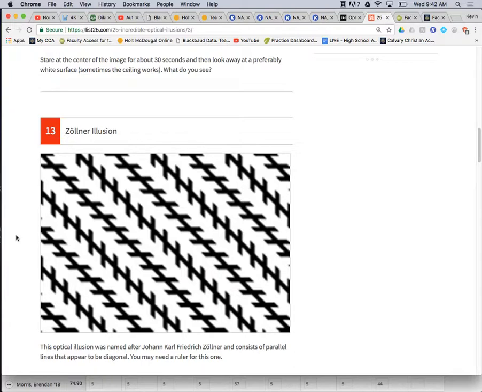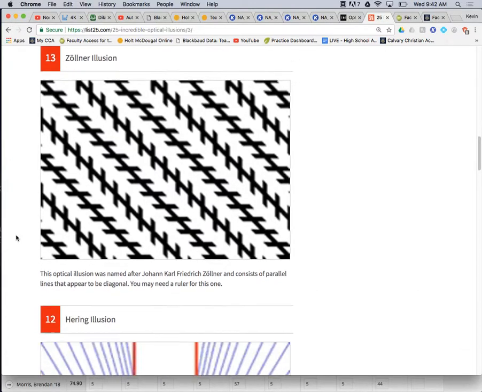The optical illusion is that it looks like this line and this line aren't parallel. It looks like they're kind of zigzagged a little bit. You kind of see that? But those lines are all actually 100% parallel. So this line here is parallel to that line. They're all parallel. So that's a pretty cool one.